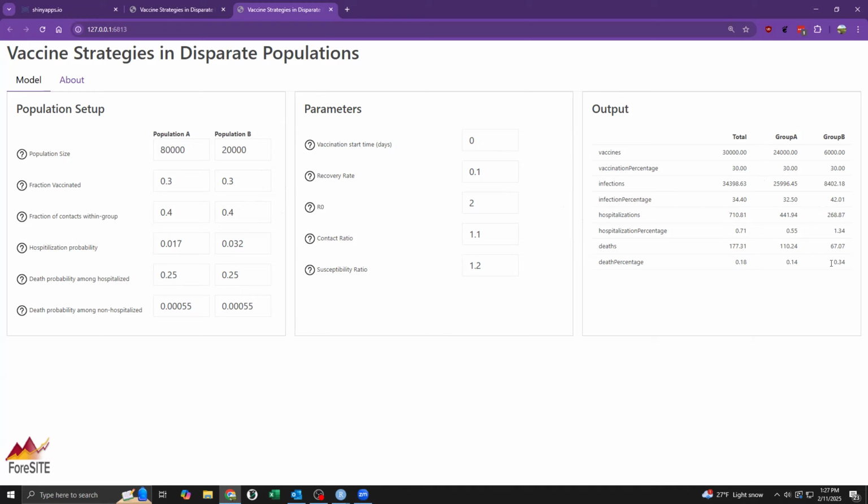I think this death percentage value is an interesting one. As we change the number of vaccinations in the smaller population, you see not only that it's changing the death rate in Group B, but it's also having a considerable effect on the death rate in Group A. So that's interesting. All of these values are editable.